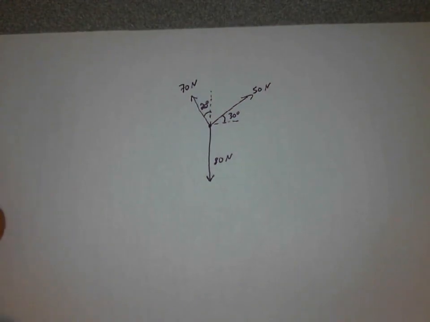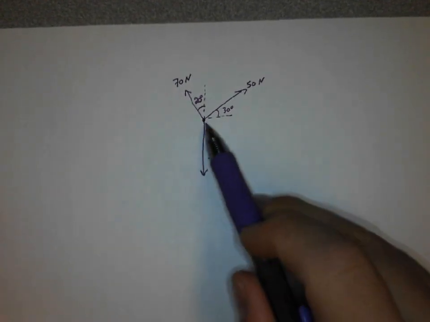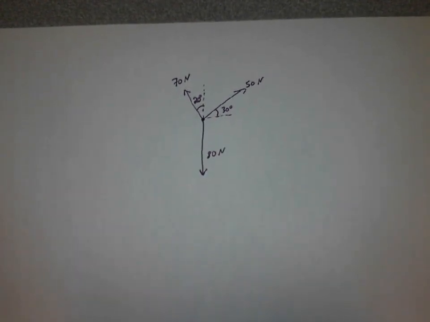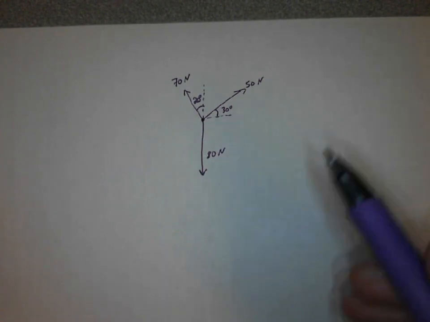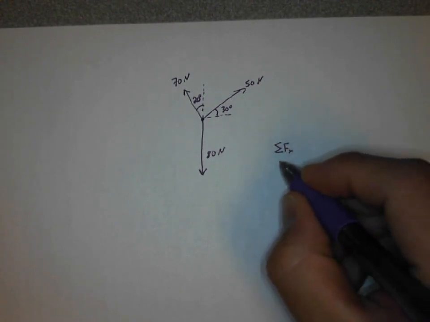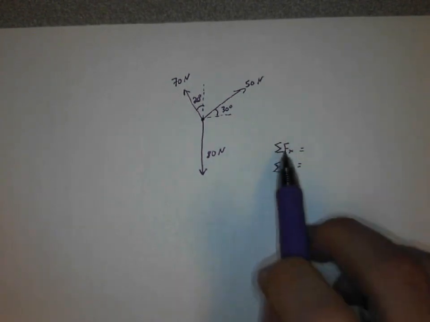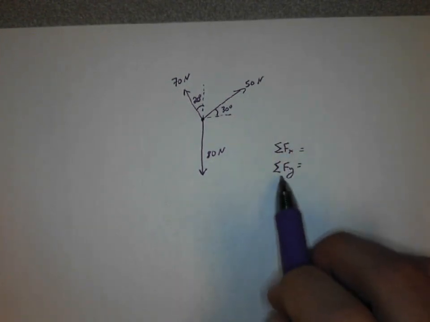Doesn't really matter. The whole point of doing sum of the forces is that we're trying to find the resultant vector. Once again, this dot here in the middle represents some random object that's undergoing these forces. We want to know where does it go. That's what we want to know. So we're going to write out sum of the forces in the x, sum of the forces in the y. Remember, all that means is add up everything that's going in the x direction, add up everything that's going in the y direction.